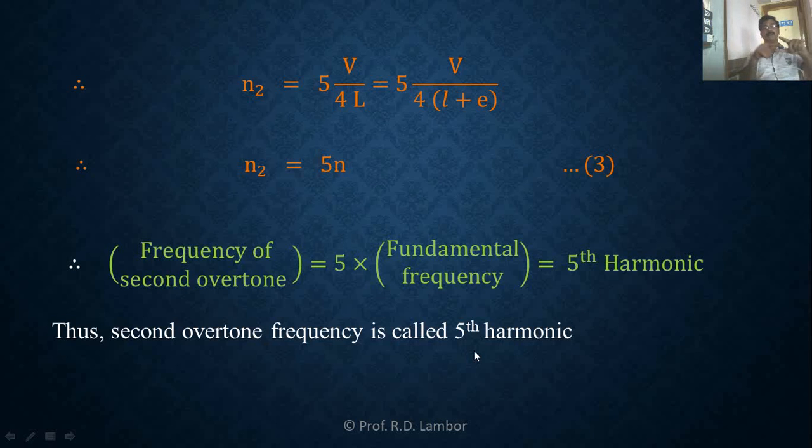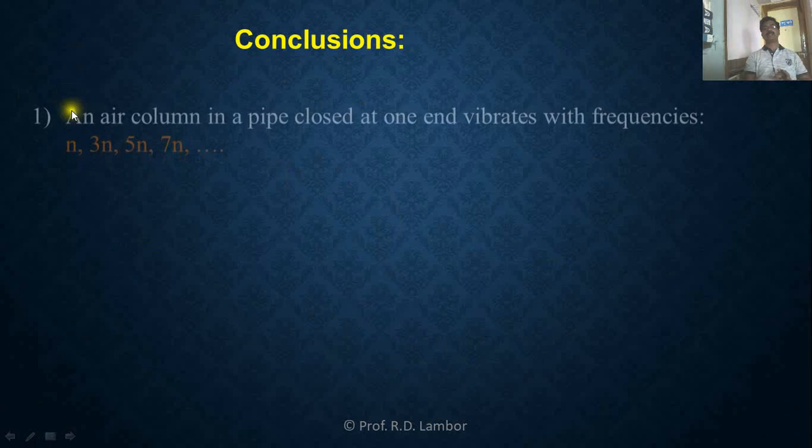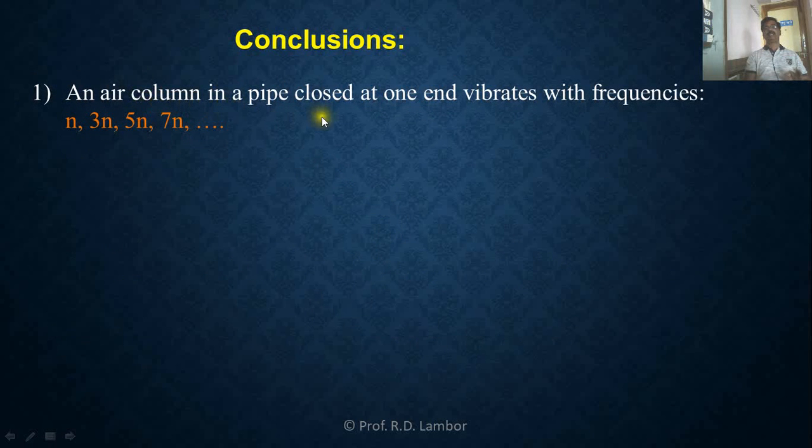And from these frequencies, we can find some conclusions. Which are the conclusions? First, an air column in a pipe closed at one end vibrates with frequencies: at the fundamental mode, frequency N, which is equal to V upon 4L. Then the second mode of vibration has frequency 3N. The third mode of vibration has frequency 5N. The fourth mode of vibration frequency will be 7N, 9N, 11N, etcetera.